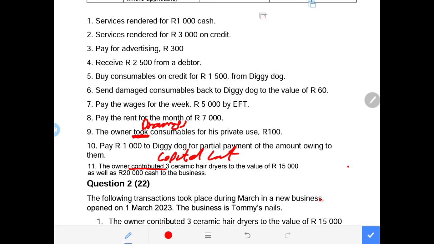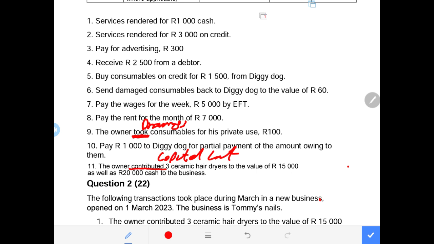And drawings always increase on the debit side, not sometimes. So if the owner took something, on the debit side is drawings. If the owner took money, on the debit side is drawings. If the owner took inventory, stationery for personal use, or a laptop from the business for personal use, on the debit side is drawings.